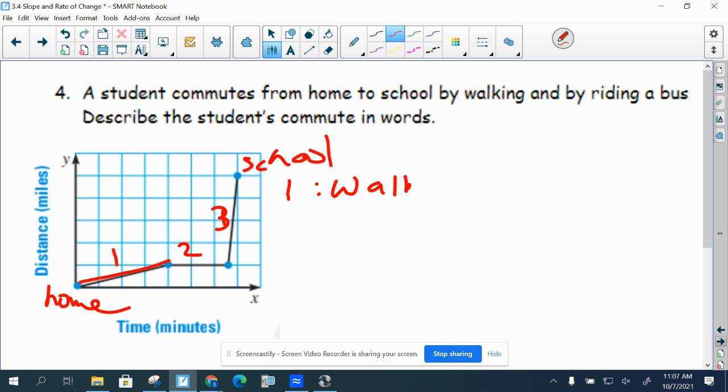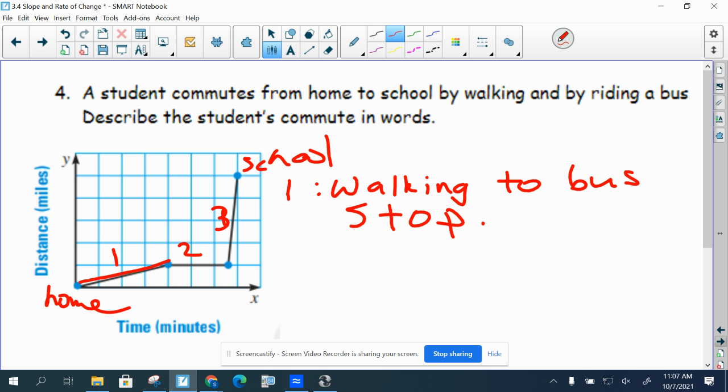So walking to, where do you think they're walking to? Yeah, they're probably walking to the bus stop. Walking to bus stop. It doesn't say exactly what the distance is. Like are they actually walking 1 mile or is that just half a mile? Or is that 0.1 miles? Maybe they're just walking to the end of their driveway.